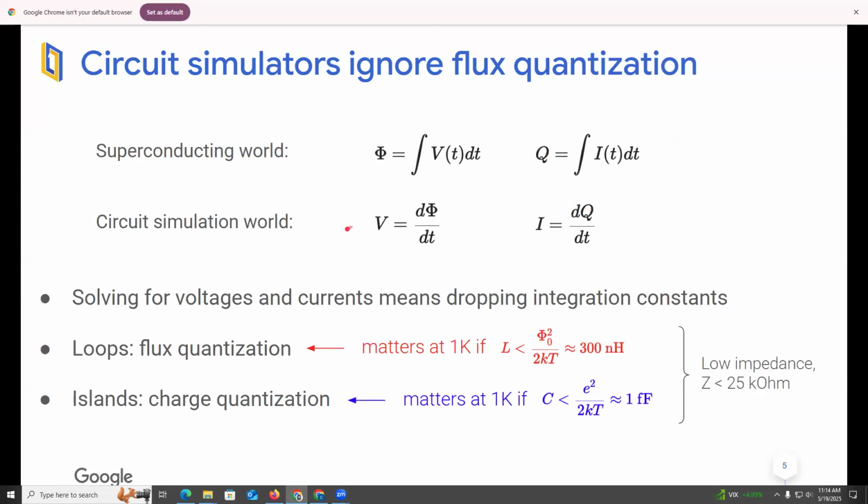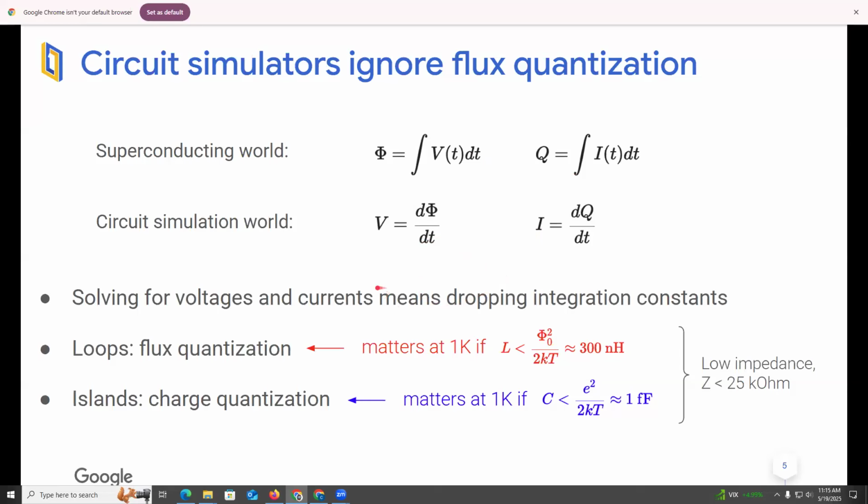So in other words, in the simulation world, what the circuit simulator does is solve for voltages and currents. Whereas in the superconducting world, we really want to care about the flux and the charge. Now these are both integrals. So when we're solving this, we're dropping integration constants, and those integration constants are important because they put additional constraints on the solution.